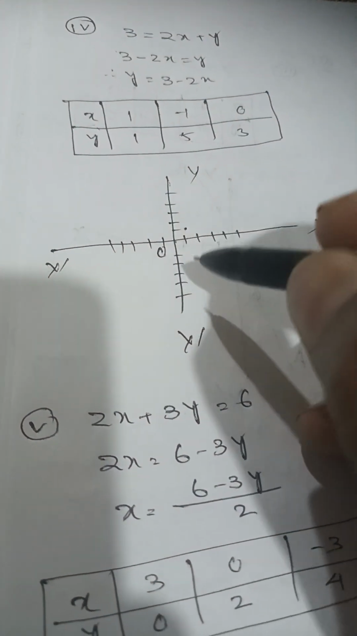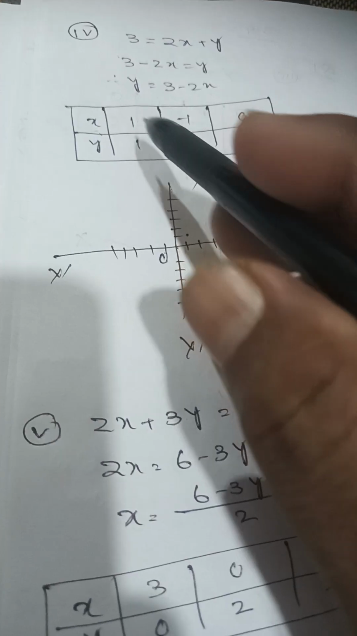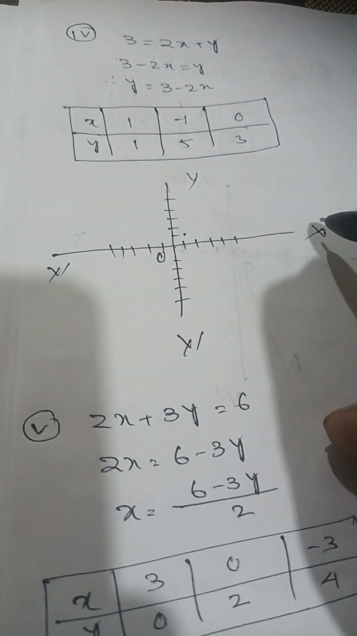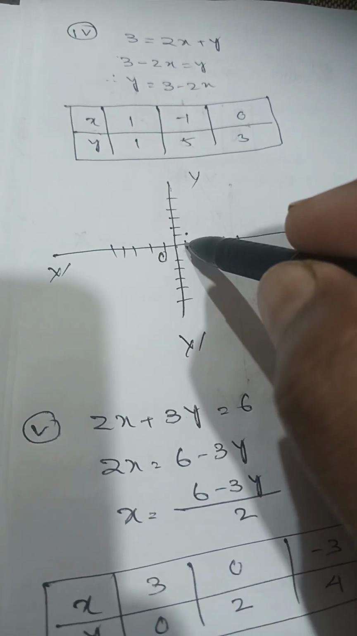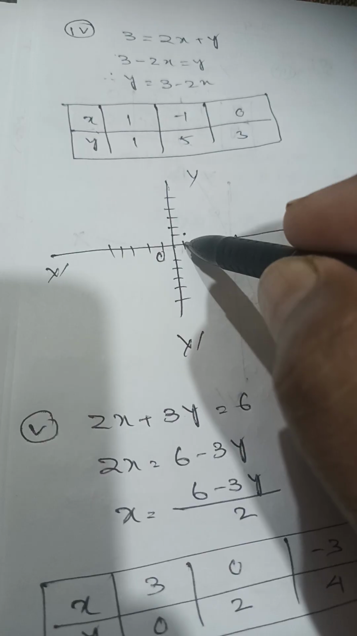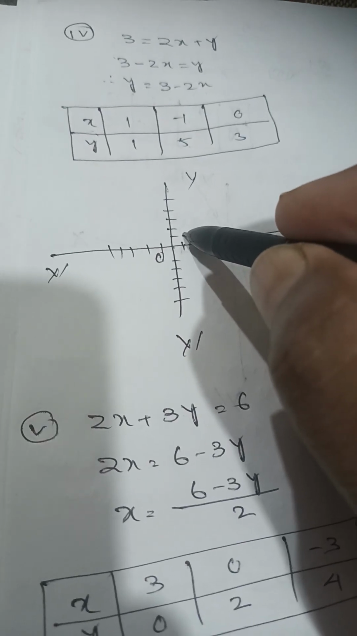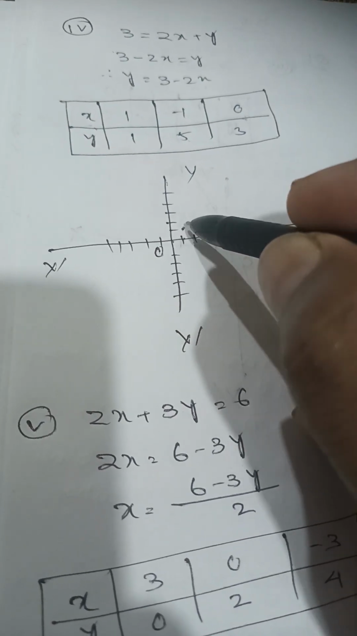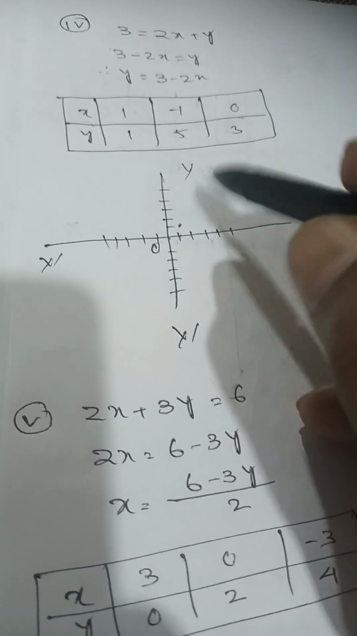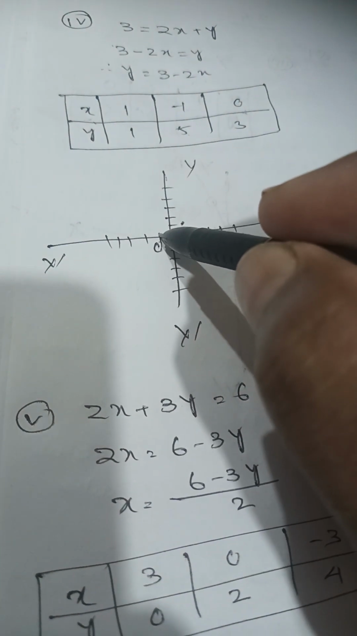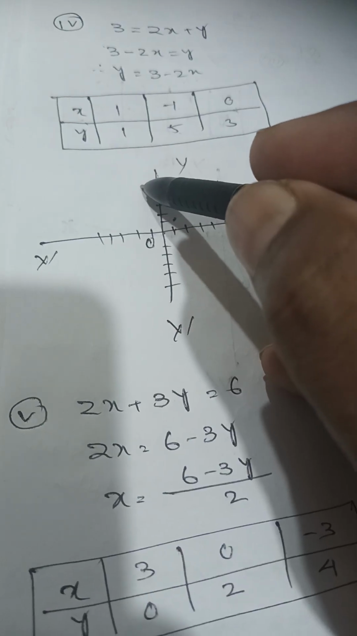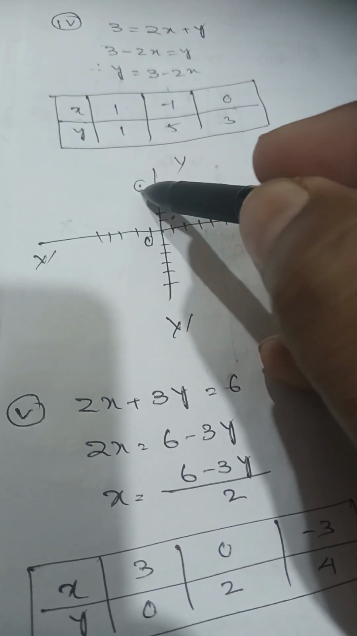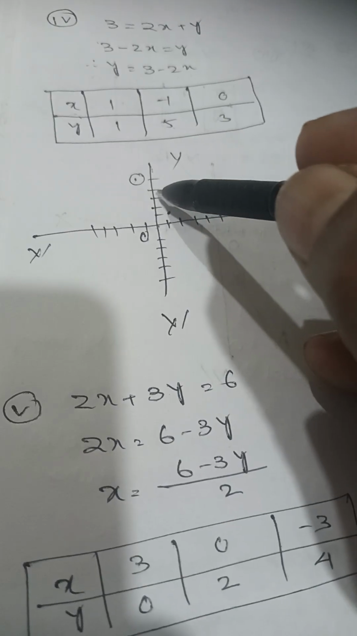Always remember, if the value of x is positive we have to move towards this direction, rightwards. And x is 1 means from origin we have to move one unit, and then y is 1 means positive direction, so in the upward direction you have to move another one small square. Then minus 1, 5: minus 1 will be in this direction, negative direction. Minus 1, then 5 will be moved in the upward direction, here it will be 5. You count 1 2 3 4 5.